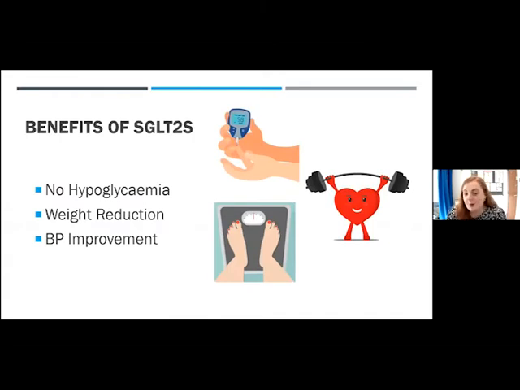We now know a little bit more about SGLT2 inhibitors and how they work. So I thought we'd talk a little bit about the risks and the benefits associated with SGLT2 inhibitors.